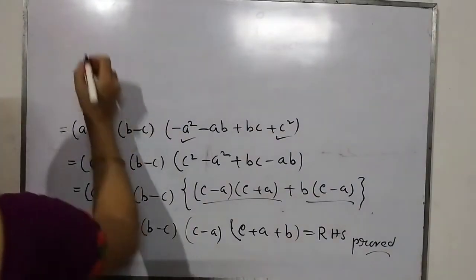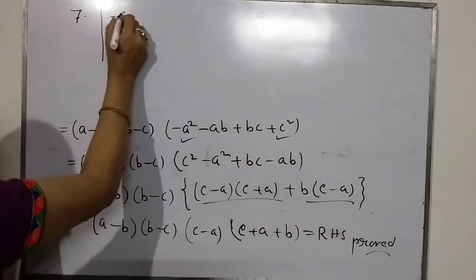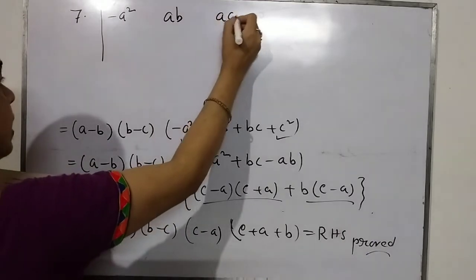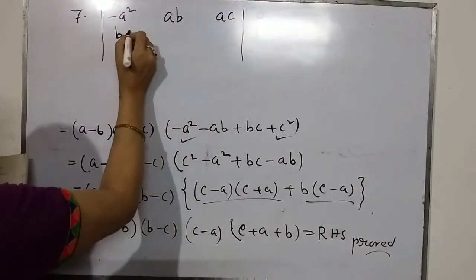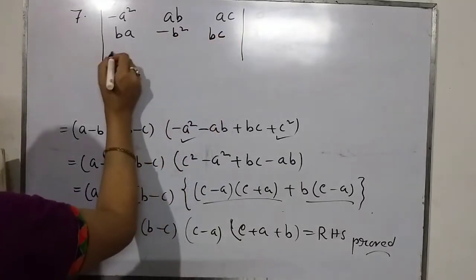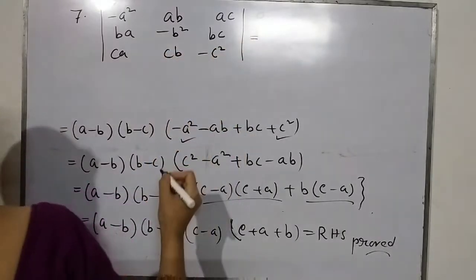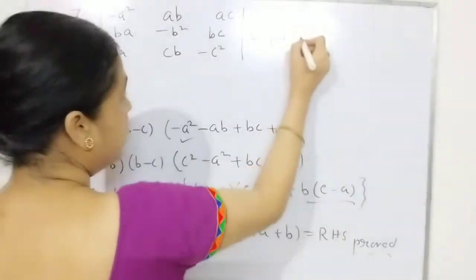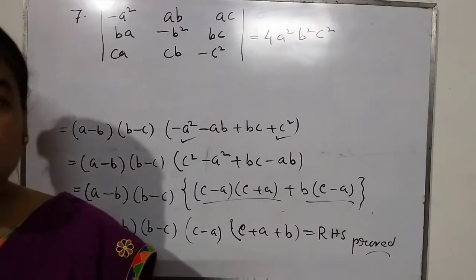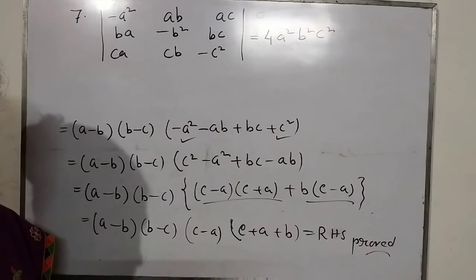Your question number 7 is, I'm writing the question first: the first row is a square, ab, ac; next we have ba, minus b square, bc; ca, cb, minus c square; and the right hand side is 4a square b square c square. So this is your question number 7. Obviously I'll proceed from the left hand side.